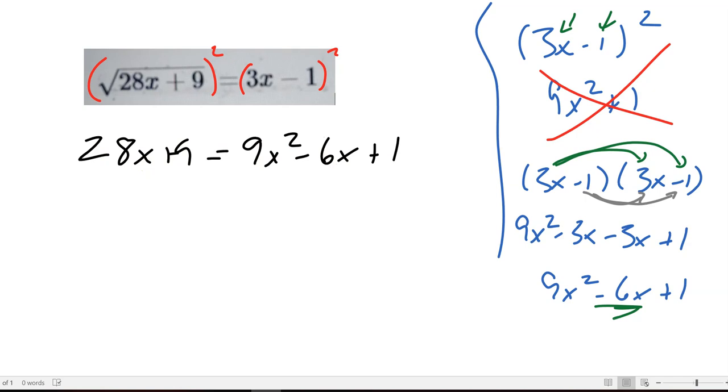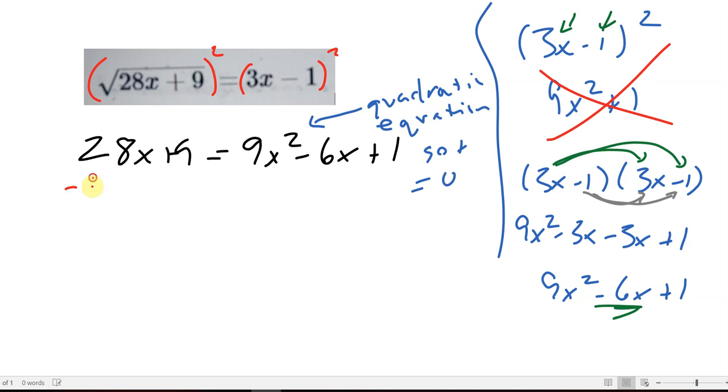Now, when I go to solve this, this tells me we have a quadratic equation, right? Okay, so when I see a highest exponent being 2, that's a quadratic equation, that tells me I want to set equal to 0 and solve that.